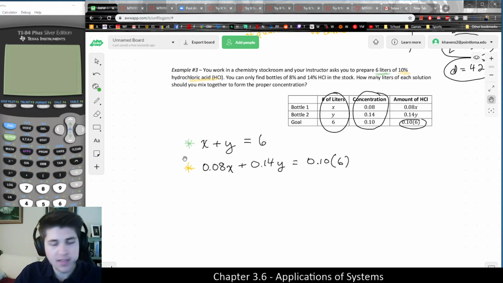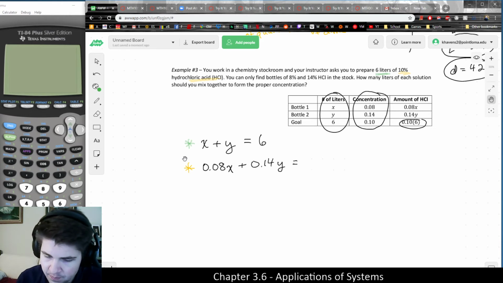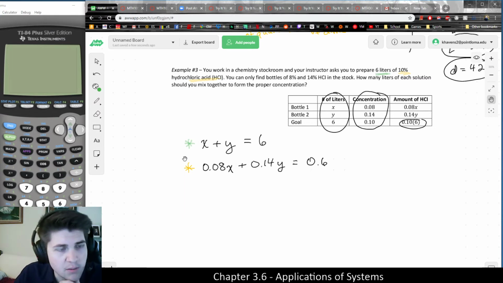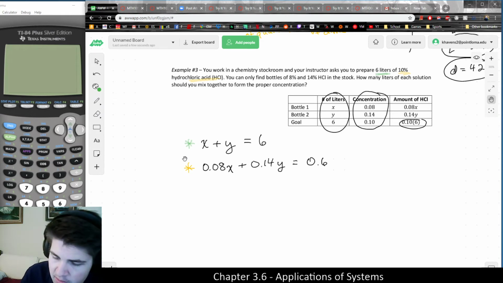And notice what I have is 2 equations, 2 unknowns. So let me go ahead and just rewrite that as 0.6. But that is just the percentage times the amount to get the total amount of acid. So now, again, it's a system of equations. We now need to solve it. So let's just go ahead and use substitution, but you could use either form because I know that x should be equal to 6 minus y.